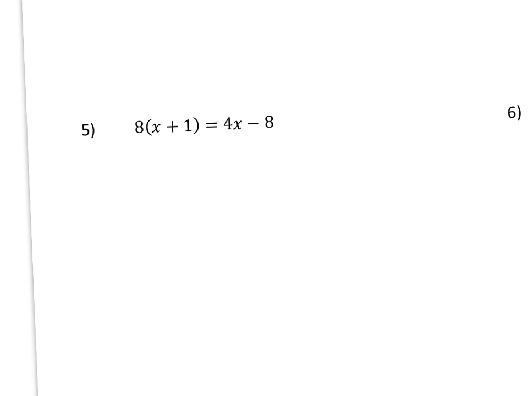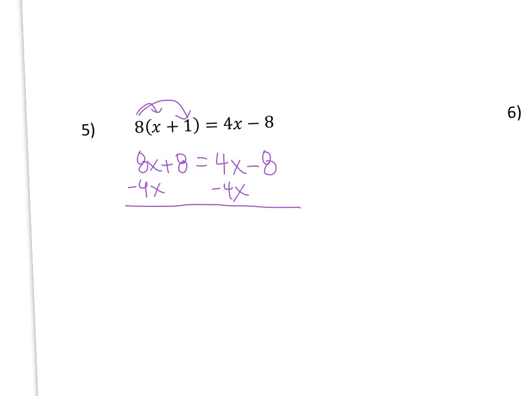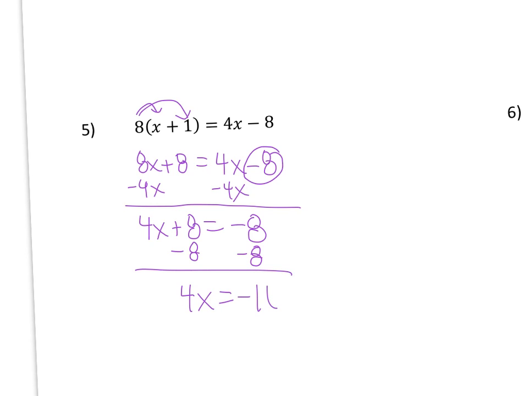Looks like we have to simplify again by doing the distributive property. Distribute that to both terms. We get 8x plus 8 is equal to 4x minus 8. Move over your smaller variable first. I would do that. You get a 4x. Bring down your plus 8 is equal to, don't forget to bring down that minus sign, a negative 8. Now subtract 8 from both sides. We end up getting 4x is equal to a negative 16. Divide both sides by 4. We get x is equal to a negative 4.